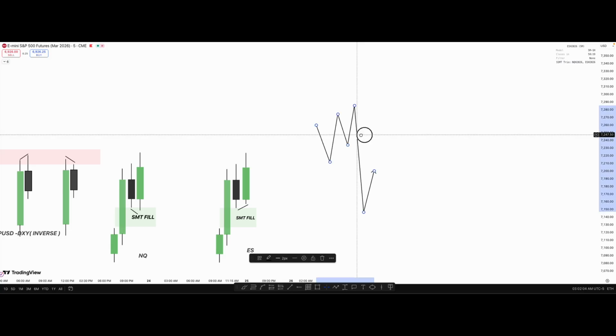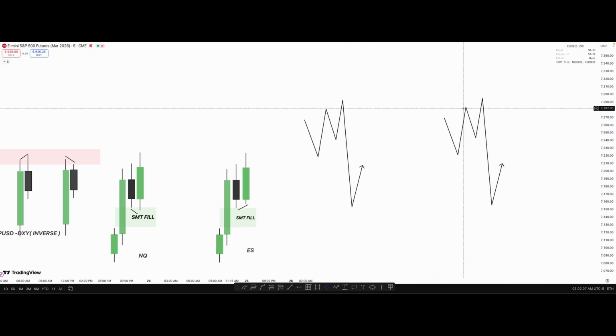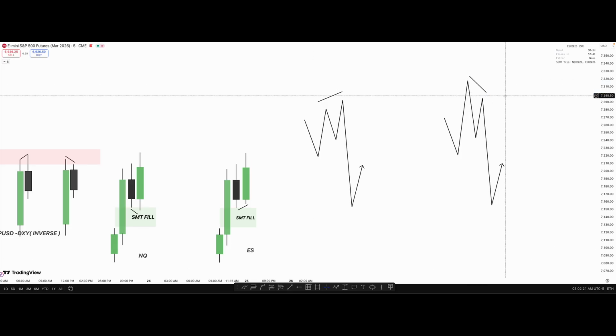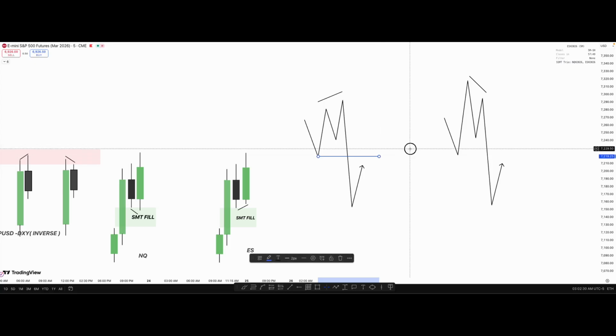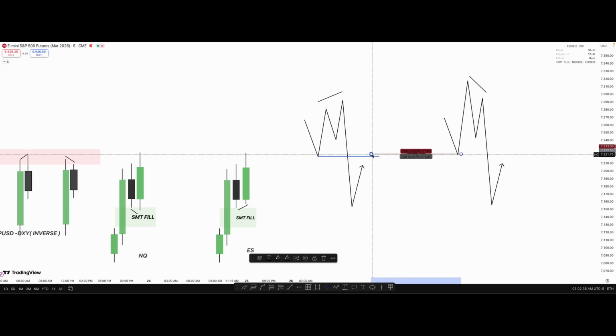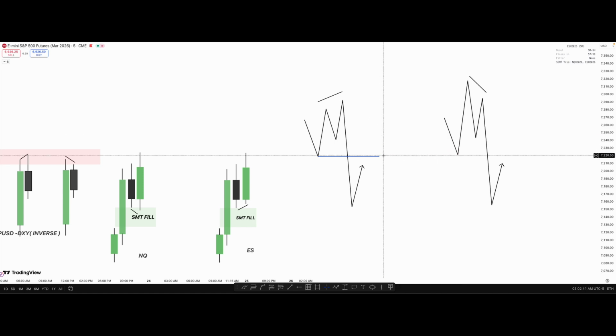See, this is pair 1, this is pair 2, all right? This is pair 1, this is pair 2. Look what happened here: the first correlation is this one, this SMT here. The highs have been taken out in this, but the highs have not been taken out in this, right? So when we move down lower, we create a change in state delivery, right? This is the change in state delivery. So some people will short here, some people will short in CISD, right here, isn't it?